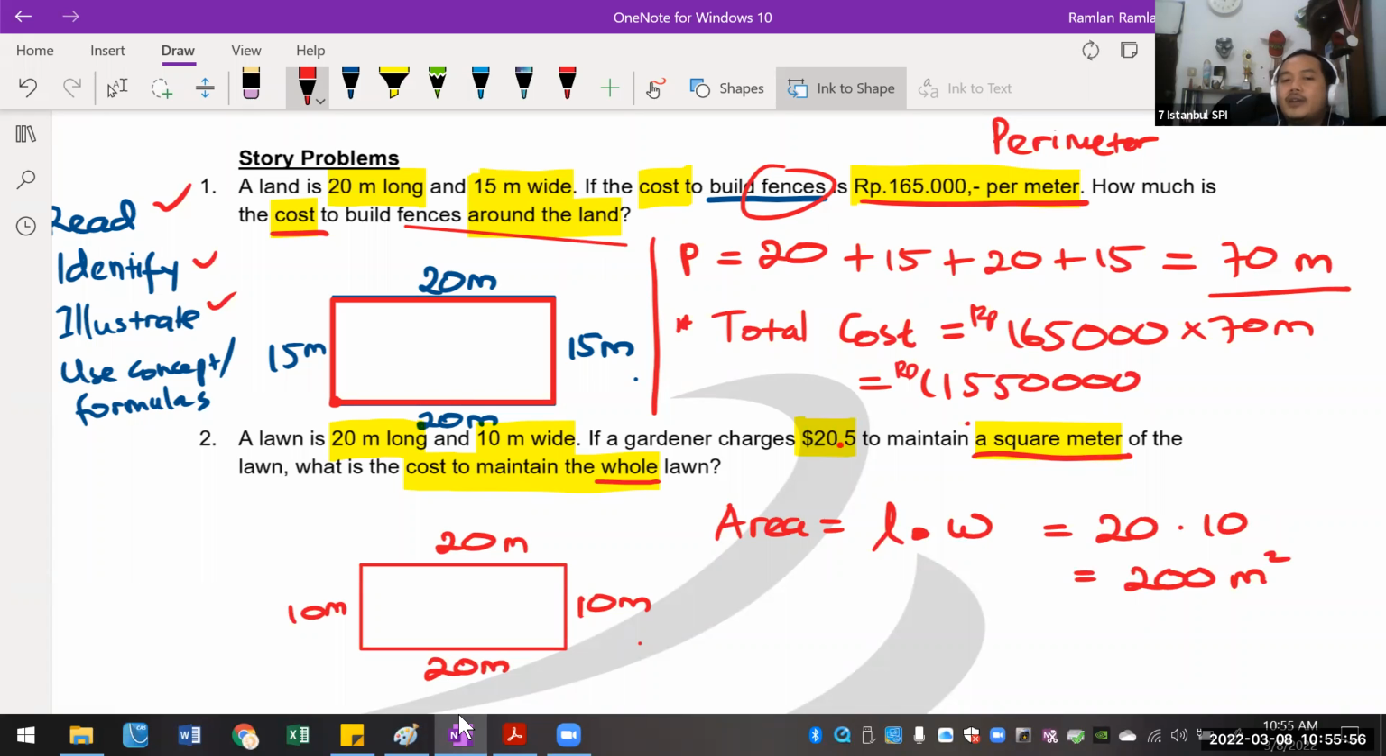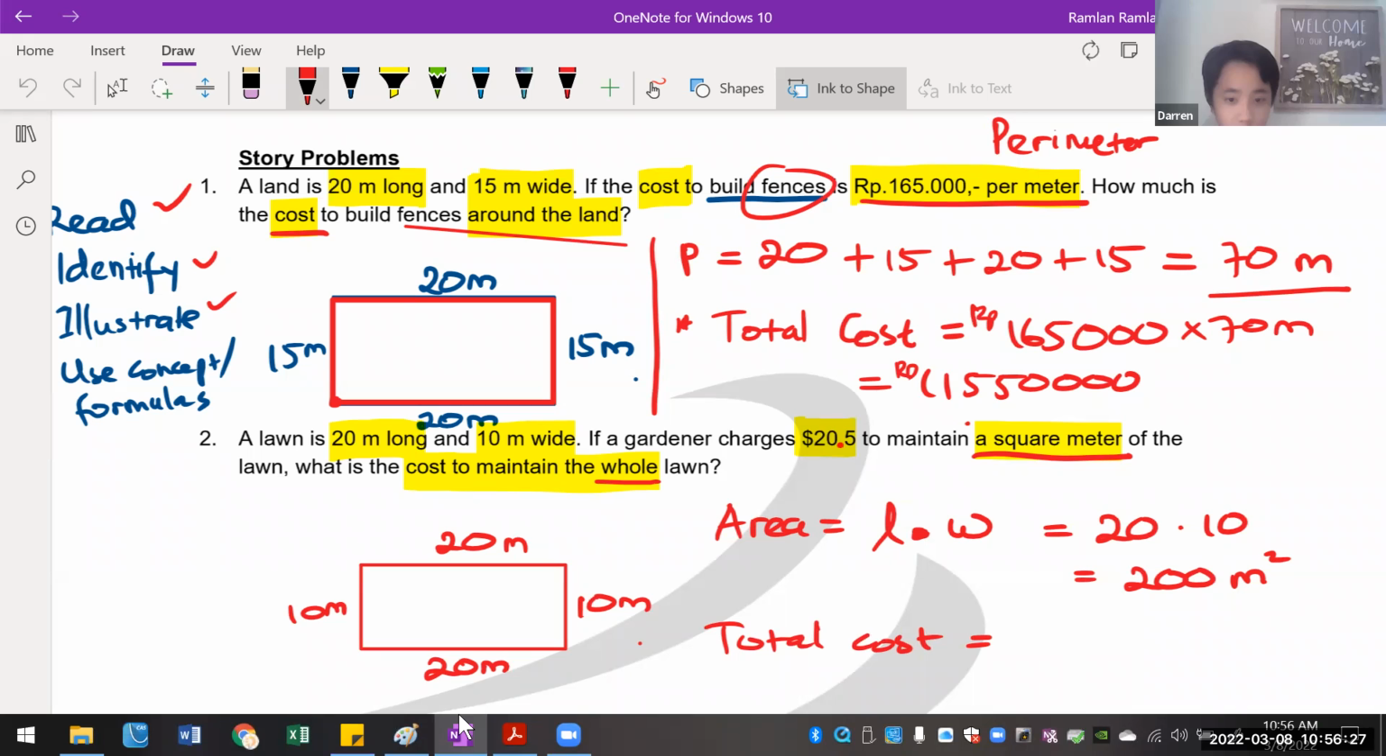And we know that the gardener charges $20.5 to maintain a square meter of the lawn. So the main question, what is the cost to maintain the whole lawn? I'm gonna go to Darren now. Darren, what is the total cost? Silakan, Darren. Darren, welcome to our home. Caranya gimana tuh? Ya, simpelnya gini. Hah? Gimana? Silakan Darren.